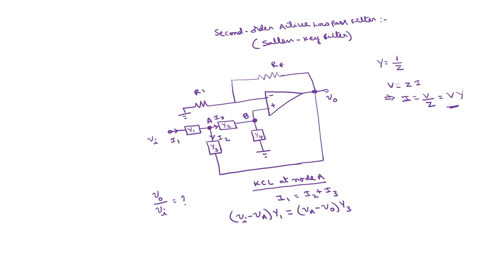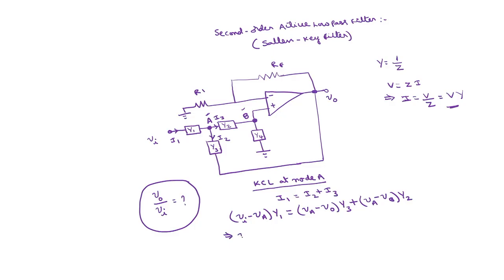And what is I3? This is VA, this is VB, so I3 is VA minus VB into Y2. The final expression that we want is V0 by VI. I have to express everything in terms of V0 and VI. Basically, I have to express VA and VB in terms of VA and V naught, so that all the terms have either VA or V naught. Then you can take the ratio of V naught to VI.